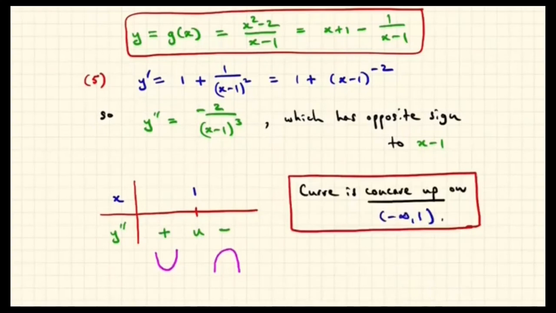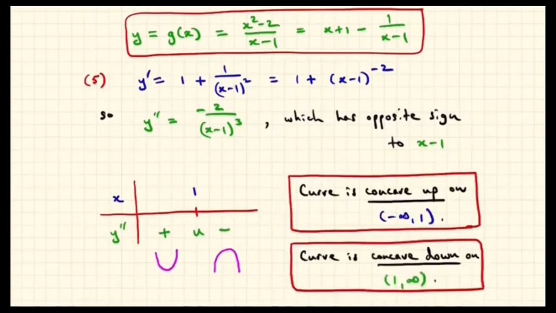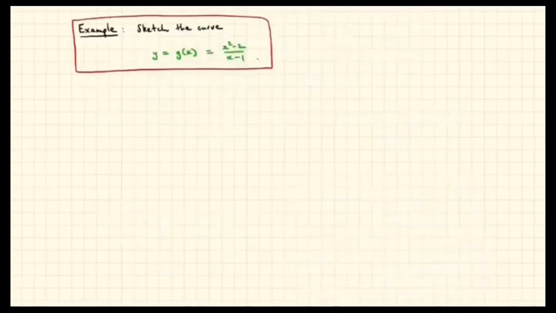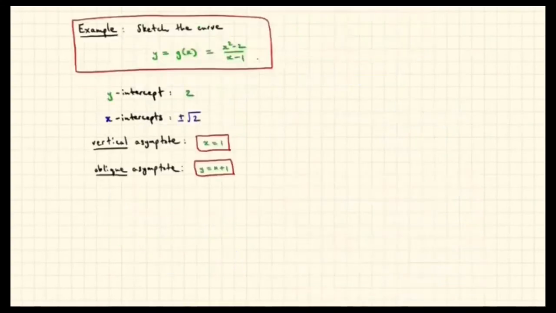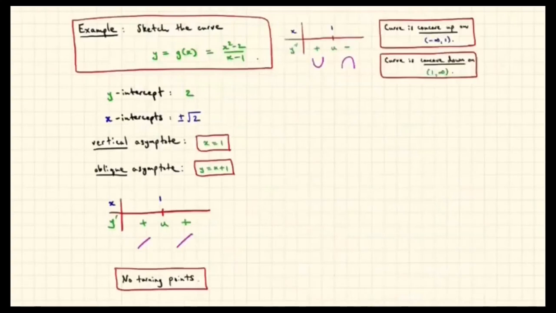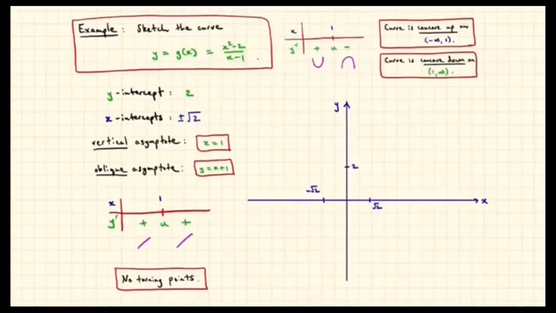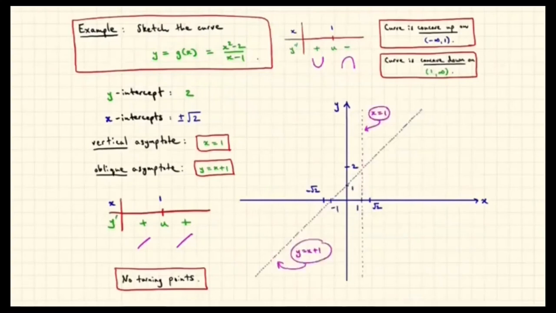Now, we can gather all of this information and set up the axes for the sketch of the curve, noting the important points 2 on the y-axis and plus and minus root 2 on the x-axis, and the oblique and vertical asymptotes. We can now draw this curve with the 2 branches that is consistent with all of this information.